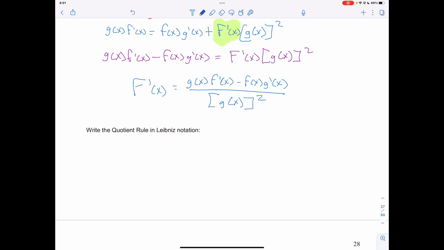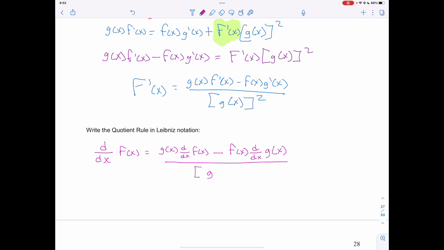When I put this in the Leibniz notation, I would say that d over dx of f of x over g of x is going to equal exactly what we wrote: g of x times f prime of x, which we're going to write as d over dx of f of x, minus f of x times g prime of x, which once again, we're going to write as d over dx of g of x, all divided by g of x squared.